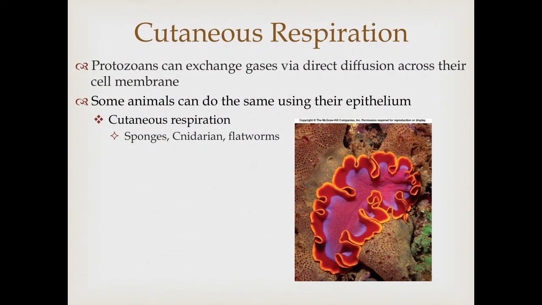And again, small animals have no problem with this, and protozoans don't have any problems with this. They simply have gas exchange directly diffuse across their cell membranes or their epithelium. And this is called cutaneous respiration. Examples of animals that do this are flatworms, cnidarians, and sponges.